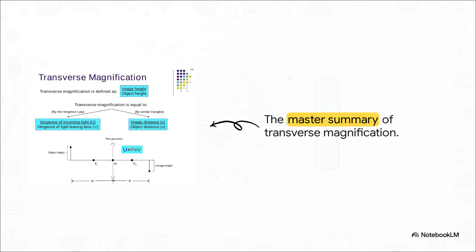This master summary proves that whether a board question gives you physical heights, distances, or vergence, you now possess the unified key to unlock the exact same magnification. Got physical heights? Just divide them. Clinical vignette only gives you distances? Divide those. Only given vergence values in diopters? Simply divide incoming by outgoing. They all represent the exact same geometric reality, just expressed in different units.